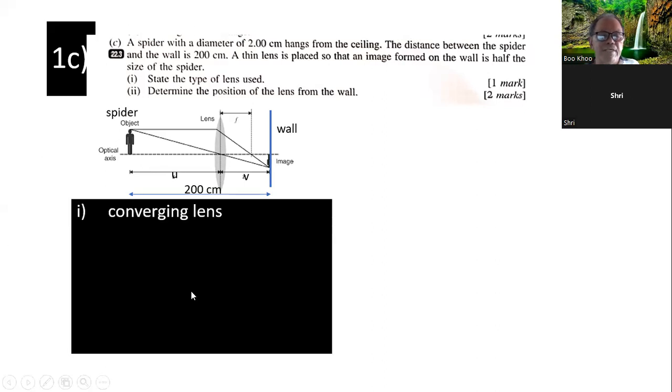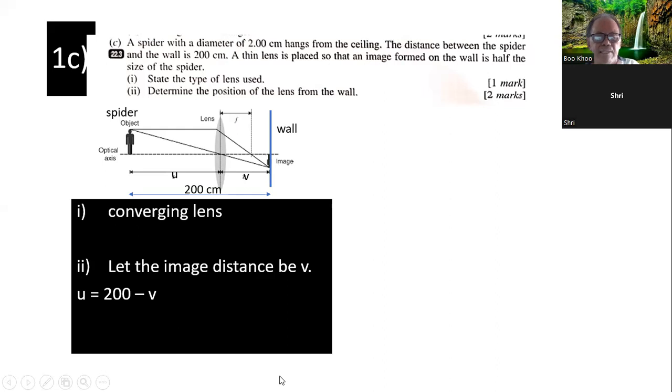You want to find V. So we let the distance from the wall be V. Then we are given 200 cm, so U is just 200 minus V. And use the magnification. You are given the thin lens is placed so that the image formed on the wall is half the size. Right? That one is magnification. So V over U is half.